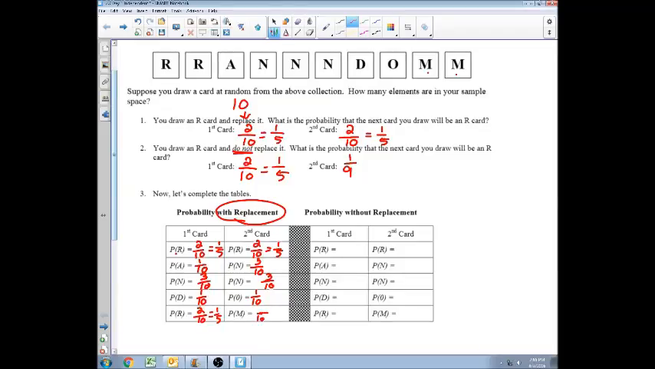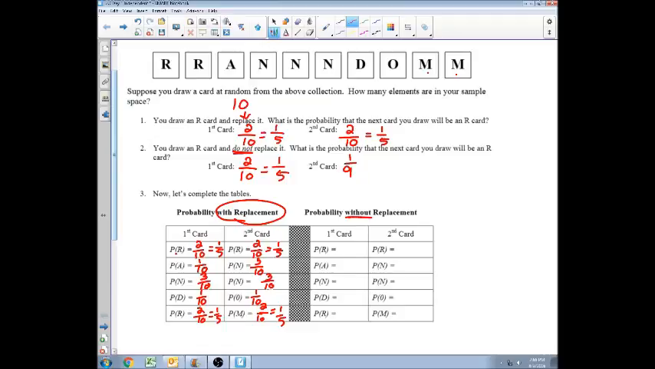There are 2 M's, so it would be 2 over 10 or 1 over 5. Now that's the easier one because we're putting the cards back in. Really, nothing ever changes. You still always have 10 possible cards, and it's just the number of cards that have the letter you're looking for.